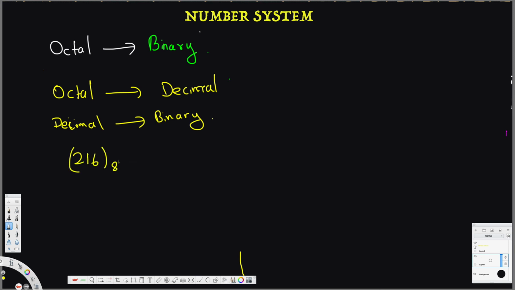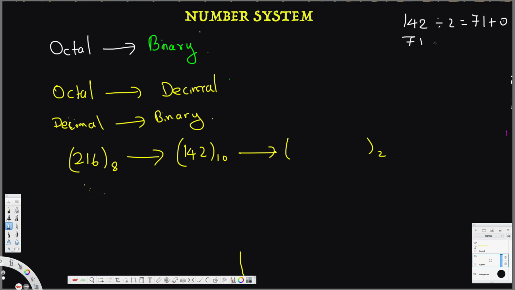I have done this one in my previous slide, and we found out the number is 142 base 10. Now we want to convert this one into a binary number. To do that, again we divide this one by 2 until we get 0. 142 divided by 2 gives us 71, and the remainder is 0.